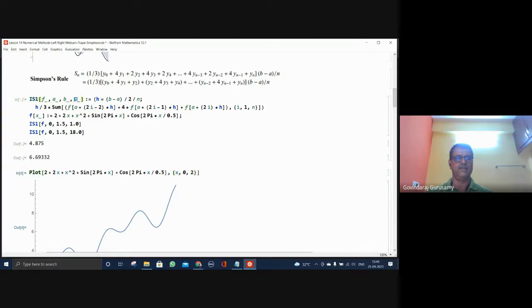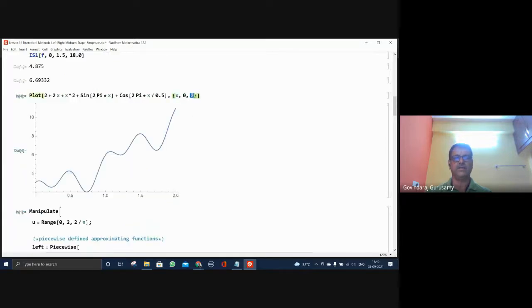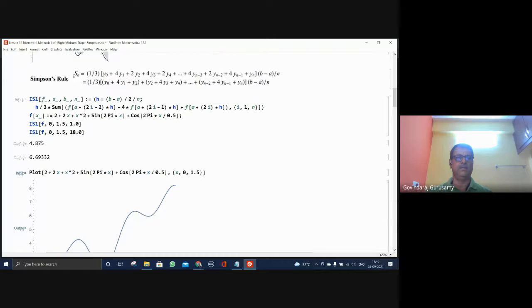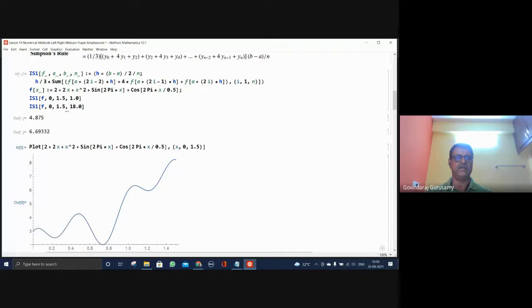The number of points is given numerically as 18 and 1. These are the numbers that you have. And what is the range given? A and B is what? 0 to 1.5. So this is the range for which this function is being evaluated, from 0 to 1.5, the area under this curve is being calculated. For the number 1 iteration, this is the number. If it is 18, 6 points, so now you can see the difference.